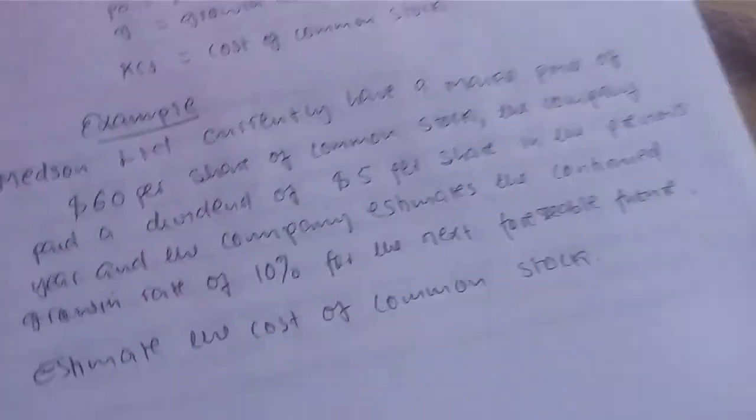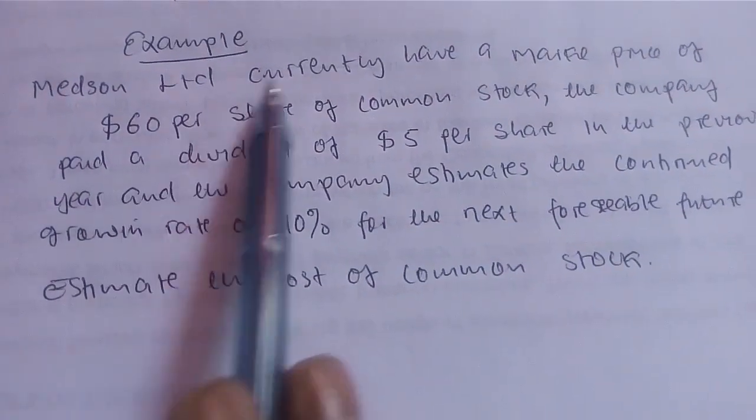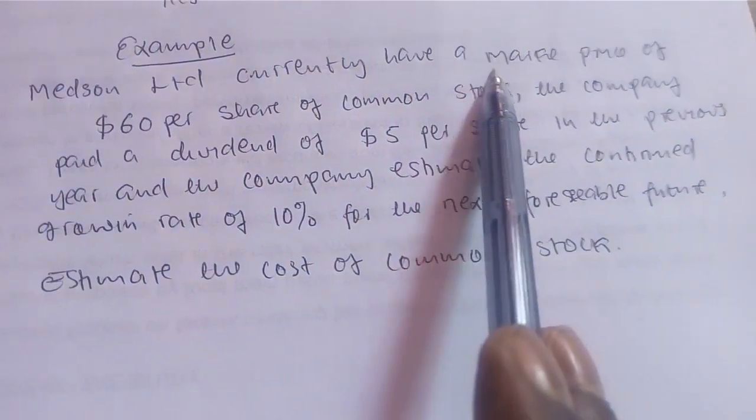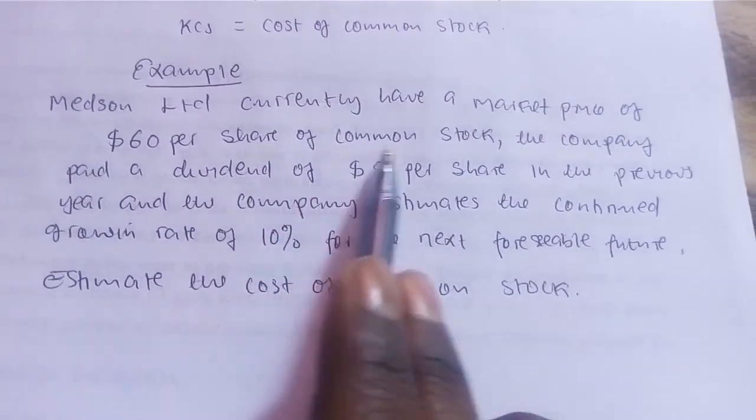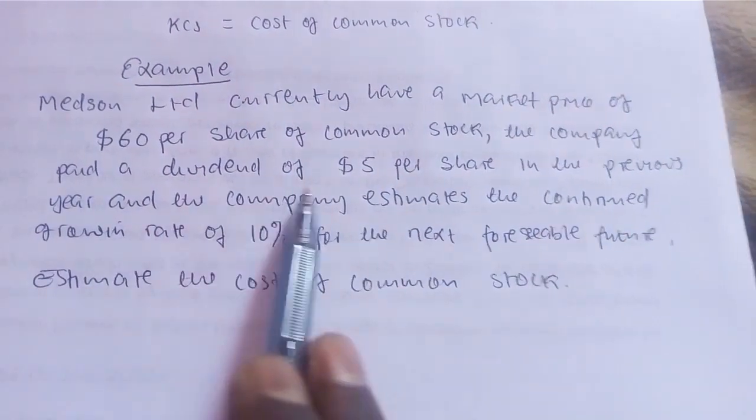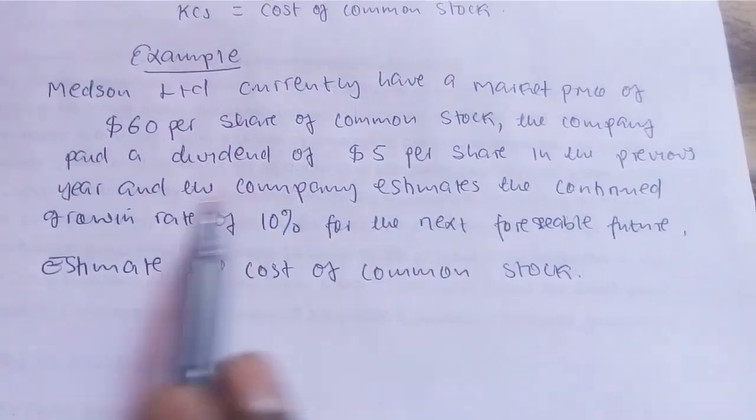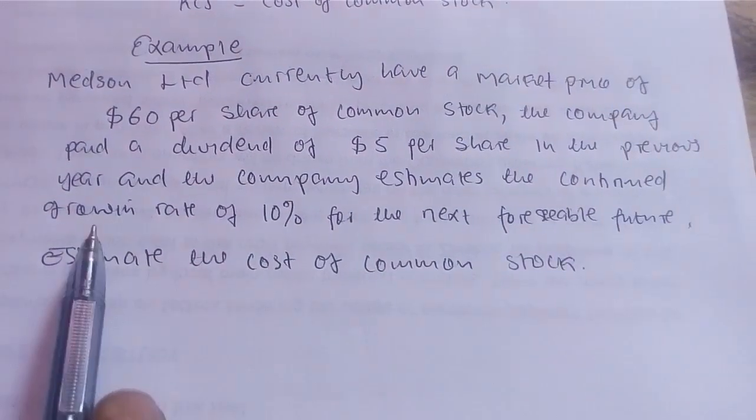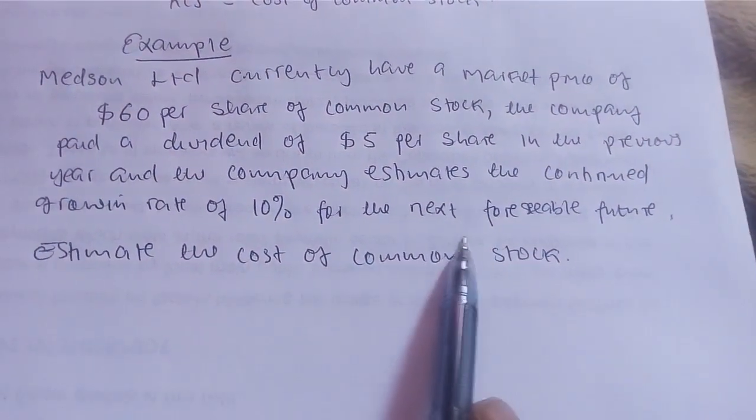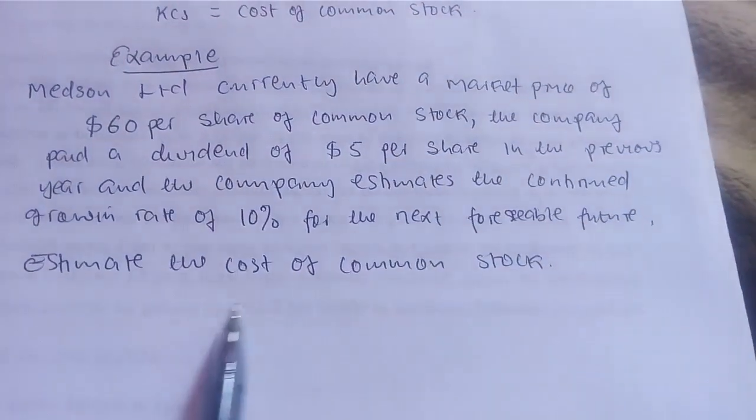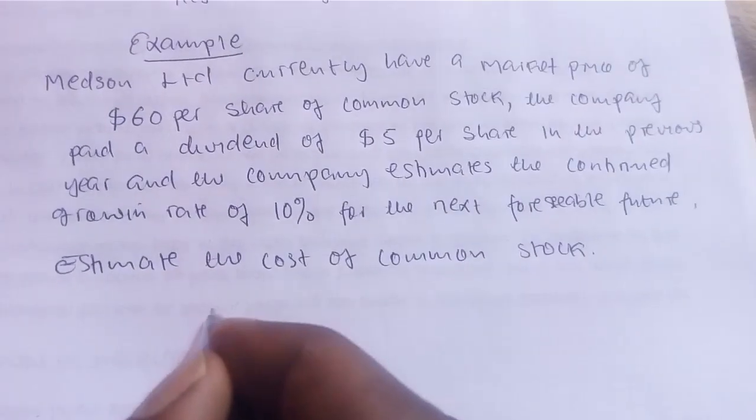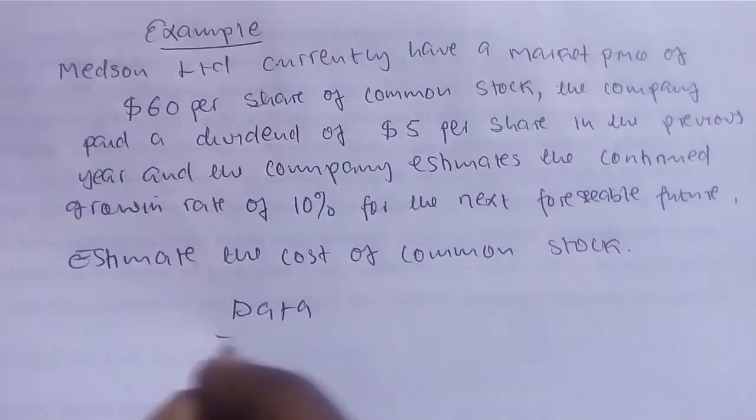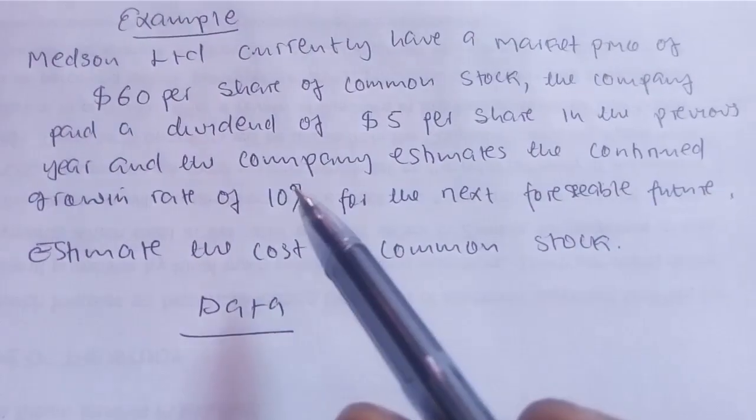So the example that we have here is saying that Medson Limited currently has a market price of $60 per share of common stock. The company paid a dividend of $5 per share in the previous year, and the company estimates a continued growth rate of 10% for the foreseeable future. Estimate the cost of common stock. So having this information, we have to gather some data for us to work out such a problem.